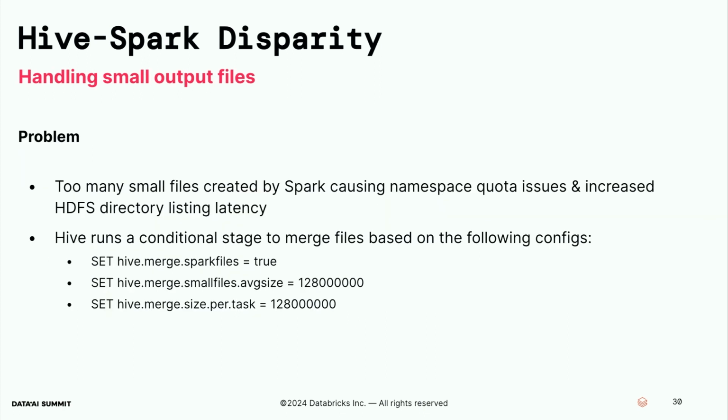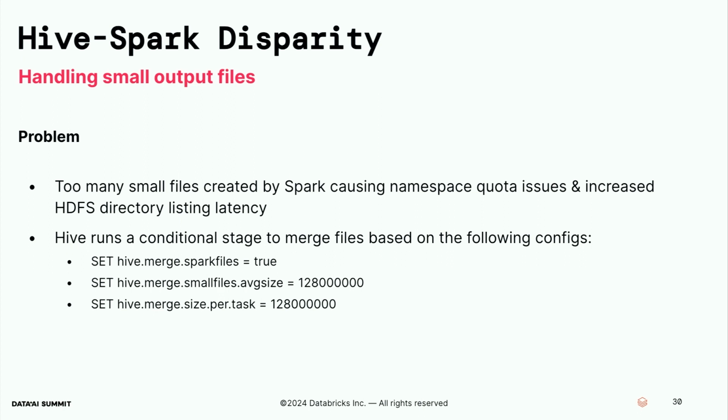There are a couple of other problems that I would like to talk about, which do not fall in any of the previous categories. First being small files. When we initially migrated some of the Hive queries to Spark, we saw that the number of output files increased significantly. And this caused namespace quota issues for the users.